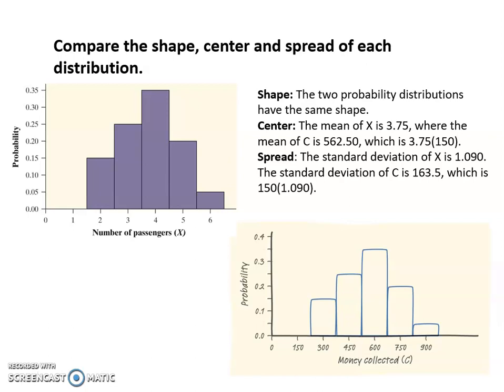Okay, so if we're comparing these two, the shape of the two distributions is exactly the same, roughly symmetric. The center, the mean of X for the number of passengers, was 3.75, whereas the mean of the cost C was $562.50, which is just the original mean times 150, because that's how much it was per ticket. The spread for X was 1.090. The standard deviation for C was 163.5, which is, again, just 150 times it. So you can visually see, and also see from the calculations, how that transformation works.